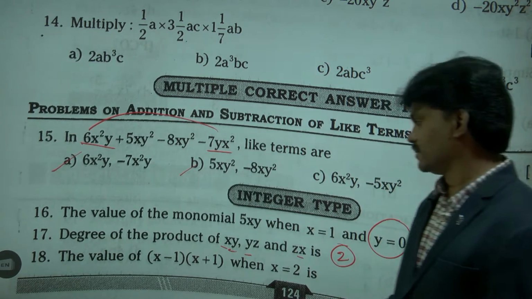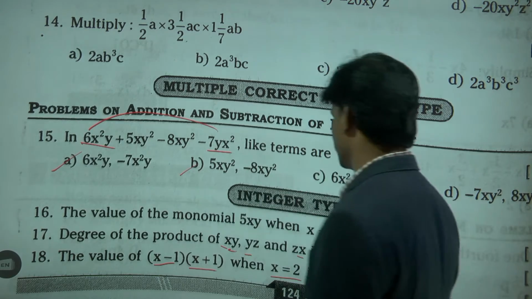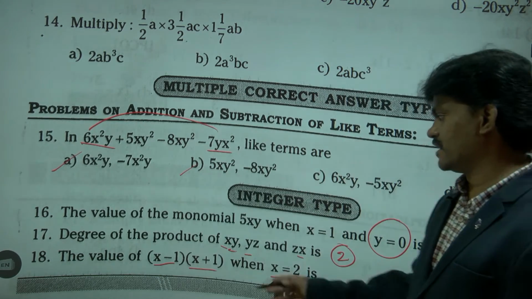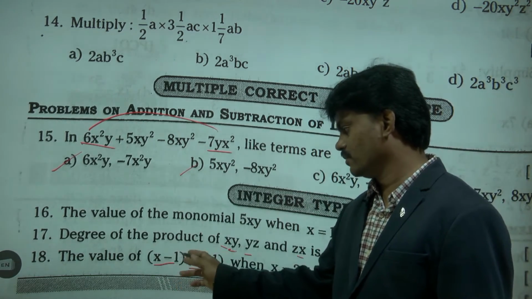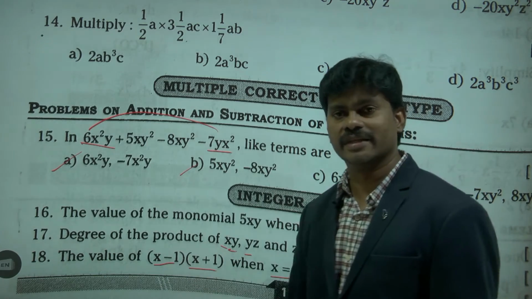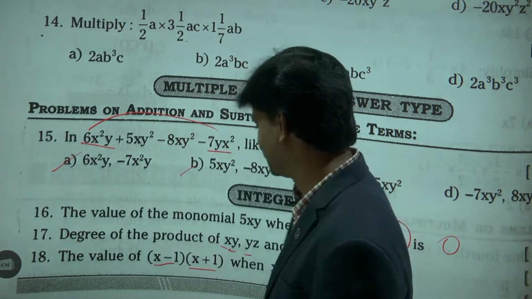The next, value of x minus 1 times x plus 1, where x is equal to 2. So for x minus 1, x plus 1, you can use a square minus b square, or you can directly substitute: 2 minus 1, 2 plus 1. 2 minus 1 is 1, 2 plus 1 is 3. 3 ones are 3.